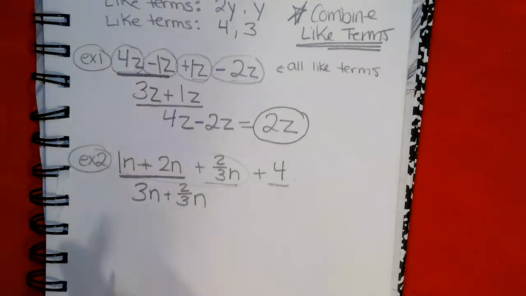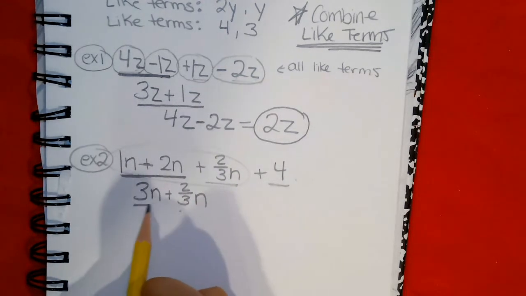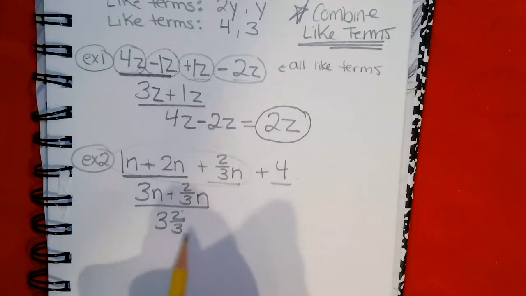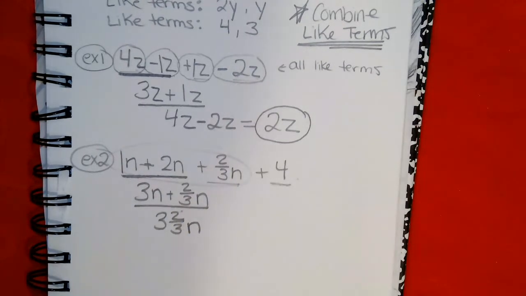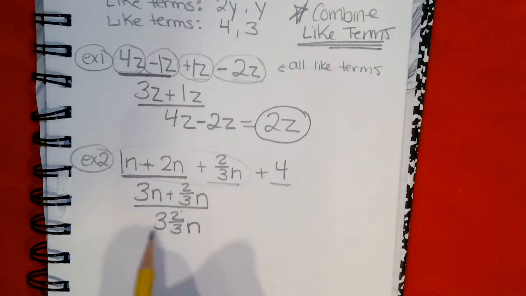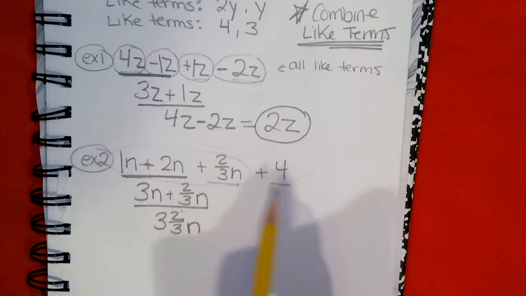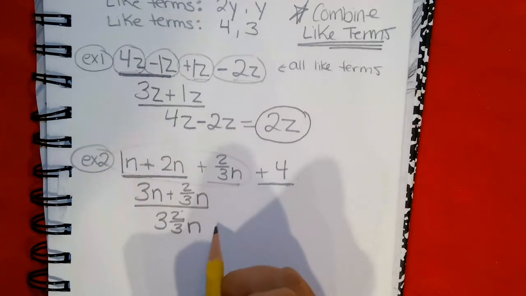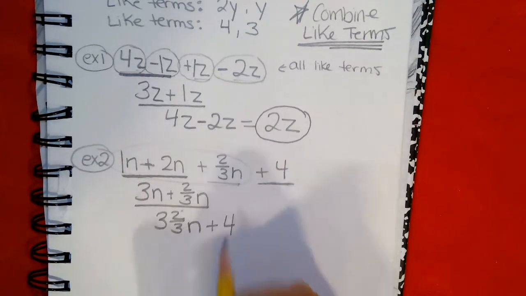Well, that one's easy because it's a whole number and a fraction. So all I have to do is put the whole number in front of the fraction. So this is going to give me 3 2/3 n. Okay, so now all of my like terms have been combined. 3 2/3 n. But I have to remember this last term over here, which is a whole number. So all I do is I bring that down, plus 4.